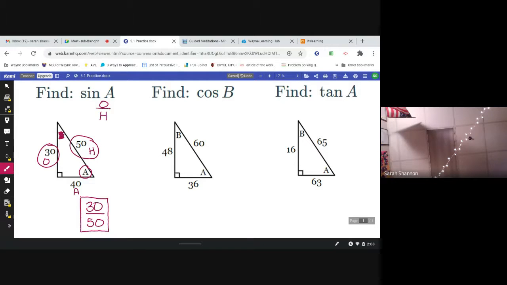All right, the next one is cosine, but of B. So now we shift all of our attention to the B angle. We can completely ignore this A. If you're writing this down, see if you can label the O, the A, and the H. If you're not writing this down, see if you can still identify it just in your head.